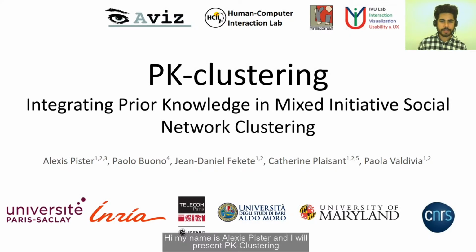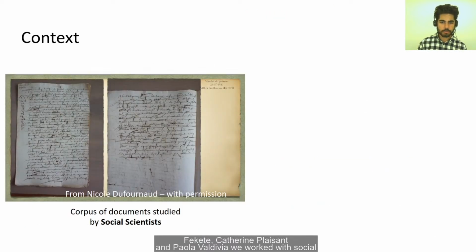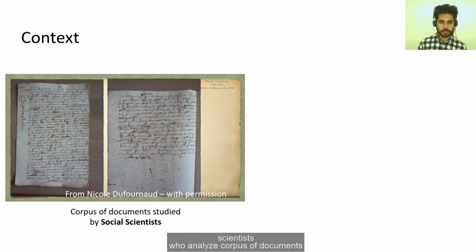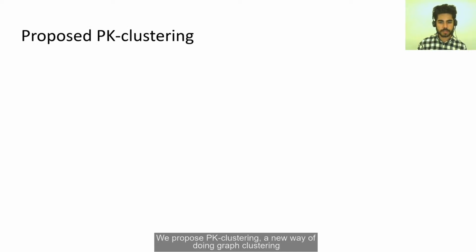Hi, my name is Alexi Pister and I will present PK Clustering, a system for integrating prior knowledge in mixed initiative social network clustering. A project with Paolo Bono, Jordan Elfeket, Catherine Plaisant, and Paola Valdivia. We worked with social scientists who analyze corpora of documents mentioning people. They study the structure of the social network in great detail and often want to cluster their data. We propose PK clustering, a new way of doing graph clustering in a mixed initiative setting, which aims to give more control to the user in the analysis loop.